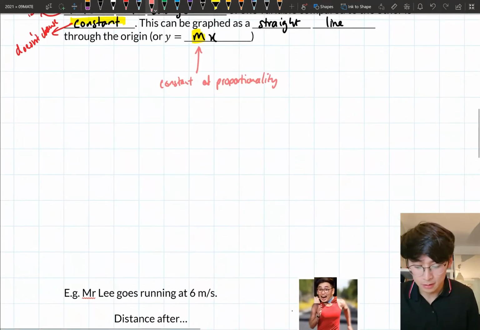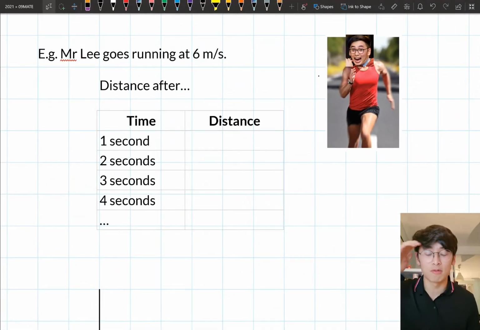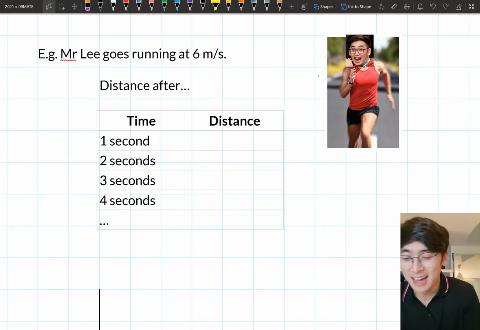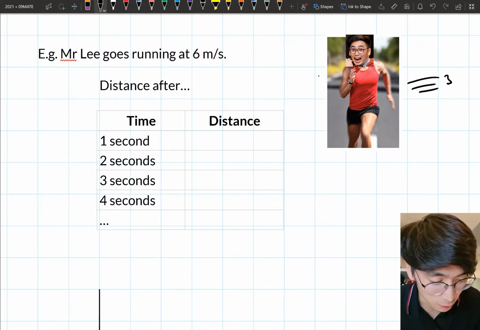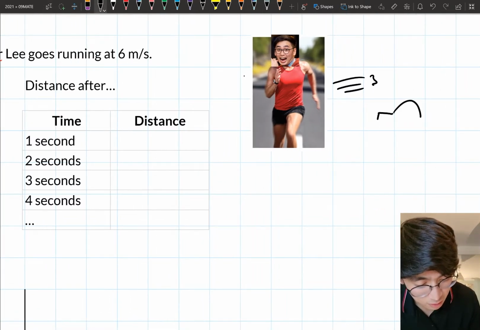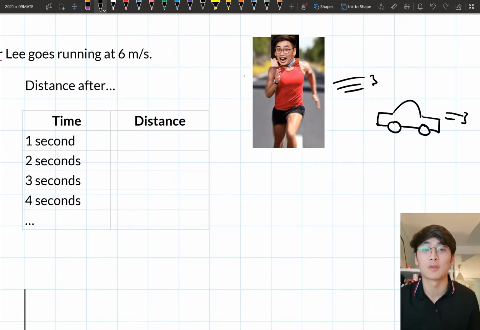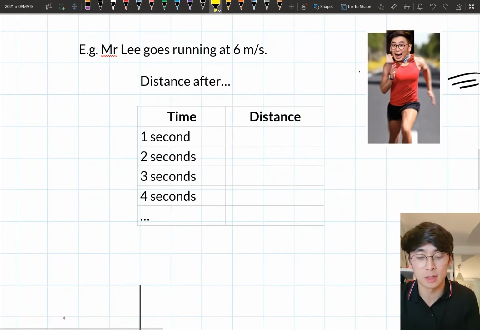So let's have a look here. Mr. Lee goes running at 6 meters per second. So I'm going running. Here's a real picture of me going running, definitely real. And I'm going very fast, zooming along. There we go. And there's a car, and the car is chasing me because I'm so fast. And Mr. Lee's too fast for the car. Okay, now Mr. Lee is running at 6 meters per second.